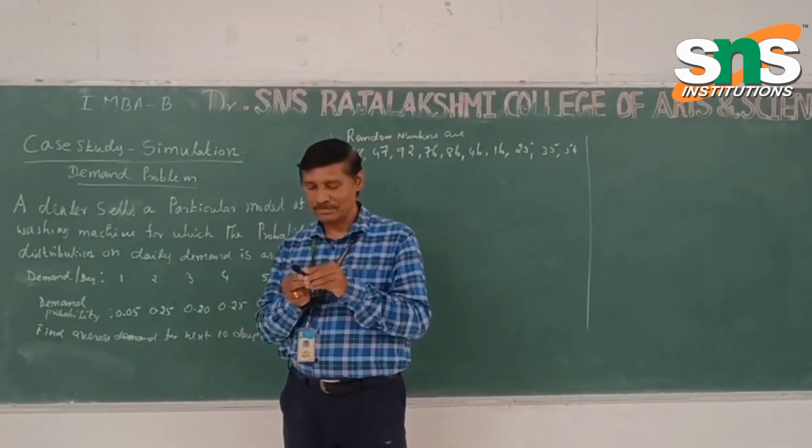An engineer sells a particular model of washing machine for which the probability distribution of daily demand is given. Demand 1: 0.05, 2: 0.25, 3: 0.20, 4: 0.25, 5: 0.25. Using the data, simulate for 10 days and find the average demand per day. So from the data we calculate the demand for the next 10 days and the average demand of each day. That is the problem statement of this simulation model.